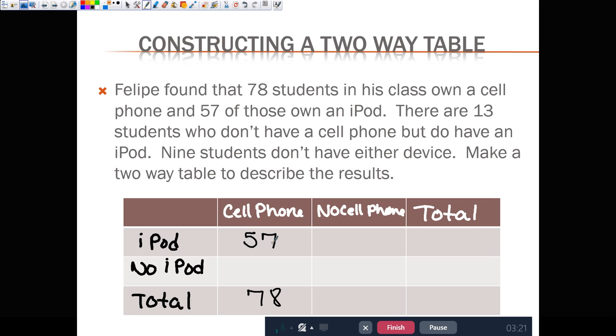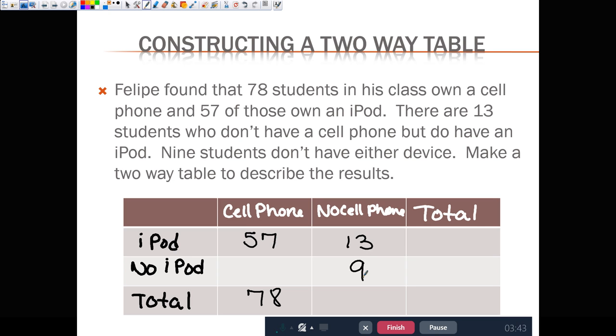There are 13 students who do not have a cell phone but do have an iPod. So no cell phone but do have an iPod, that's going to be in this one. That's going to be 13. 9 students do not have either device. So no, no, 9.